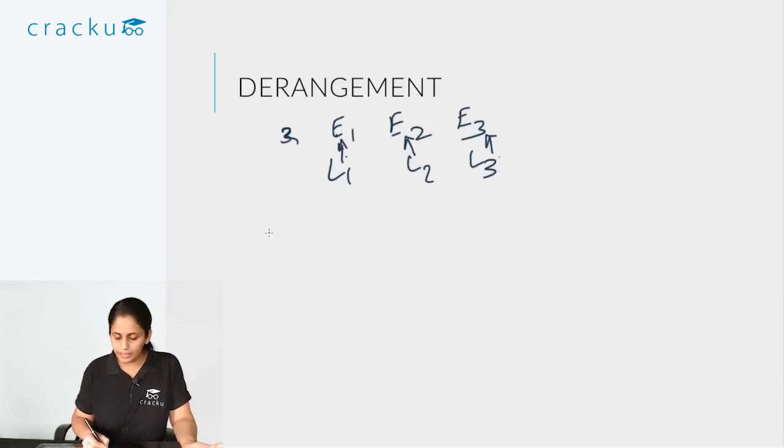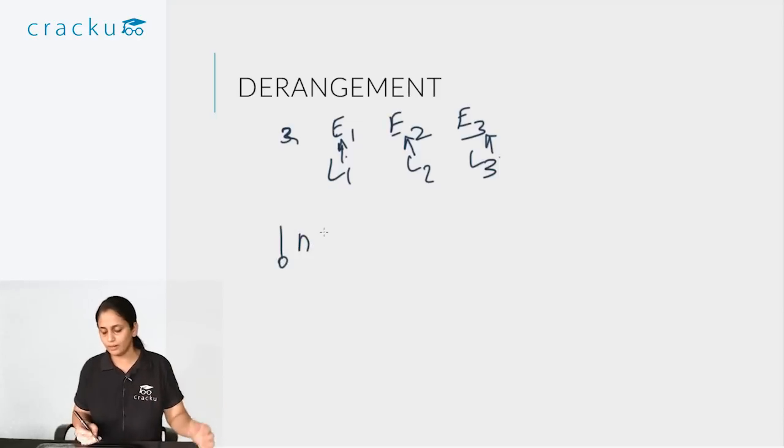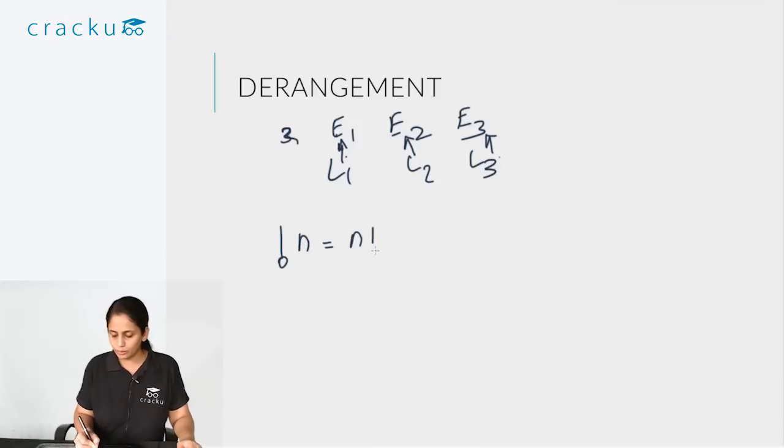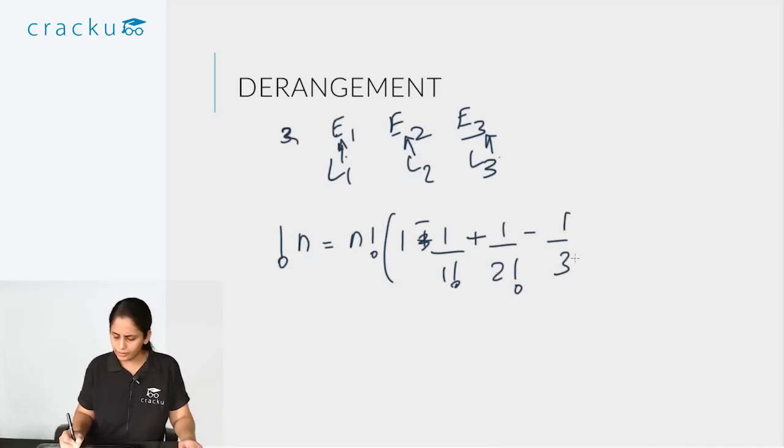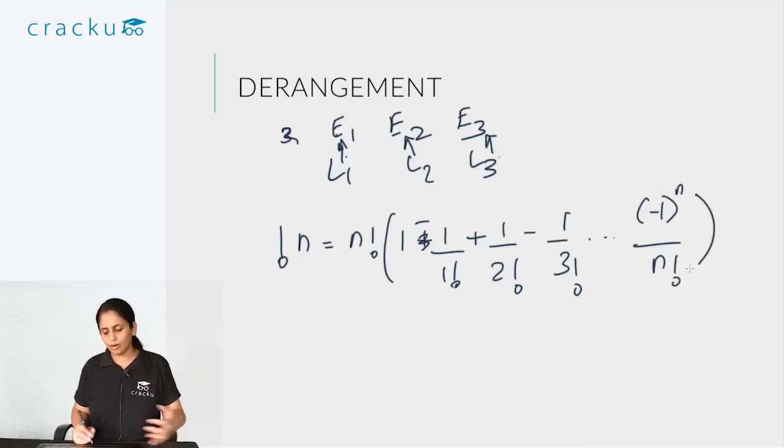The formula for derangement of n, which is written with an apostrophe before n, is equal to n factorial into 1 minus 1 by 1 factorial plus 1 by 2 factorial minus 1 by 3 factorial and so on till you have minus 1 raised to n by n factorial. So instead of remembering this, just remember some basic values for this.